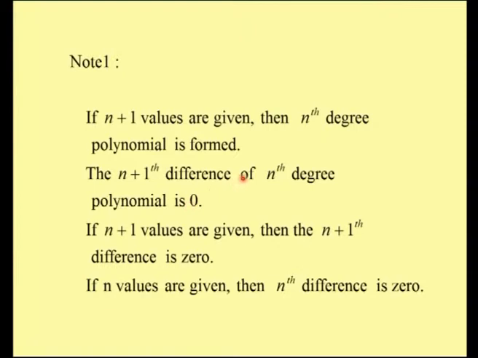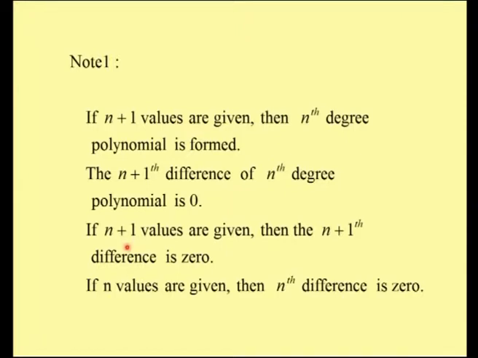For example, the first difference of the nth degree polynomial is a polynomial of degree n minus 1. So, the second difference will be a polynomial of degree n minus 2. Like that it is getting reduced. So, the n plus 1th difference of an nth degree polynomial is 0. So, if n plus 1 values are given, then the n plus 1th difference will be 0.